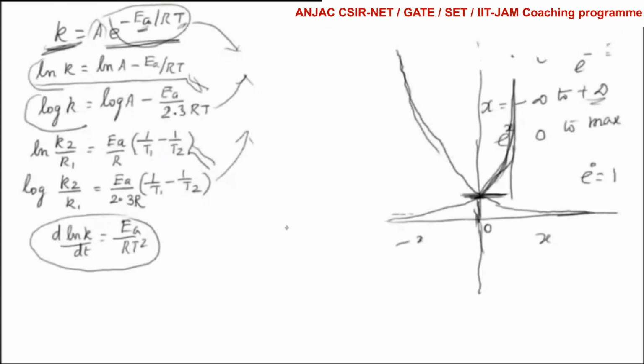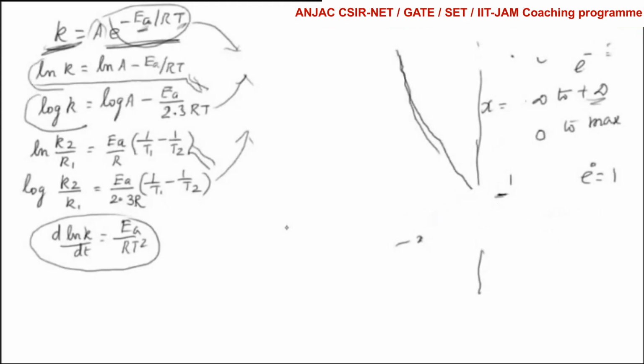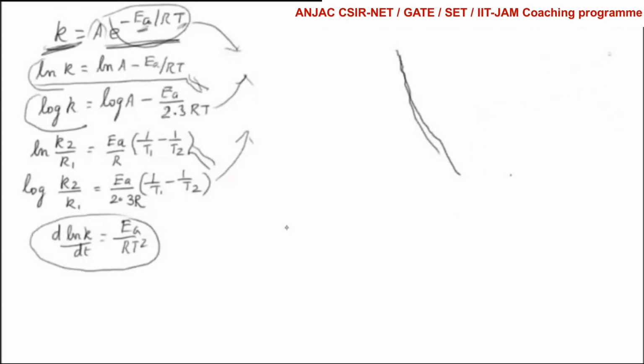But the change in the A value with the change in temperature is found to be small. Therefore, in the Arrhenius rate equation, we take A as a constant. We usually say that A is a constant. Therefore, EA is a variable, T is a variable, K is a variable. According to EA, K keeps changing. According to T, K is changing.